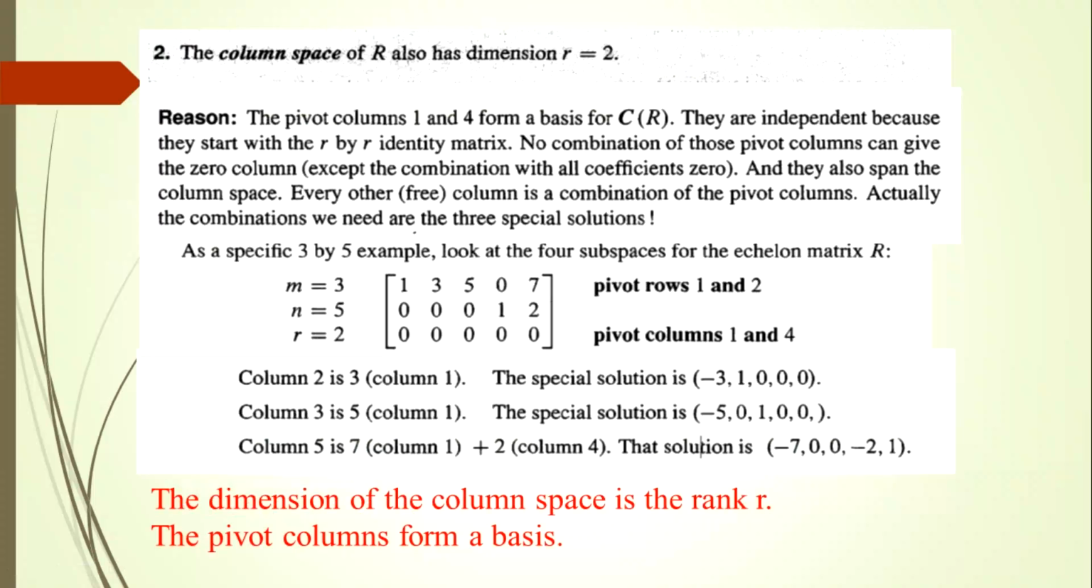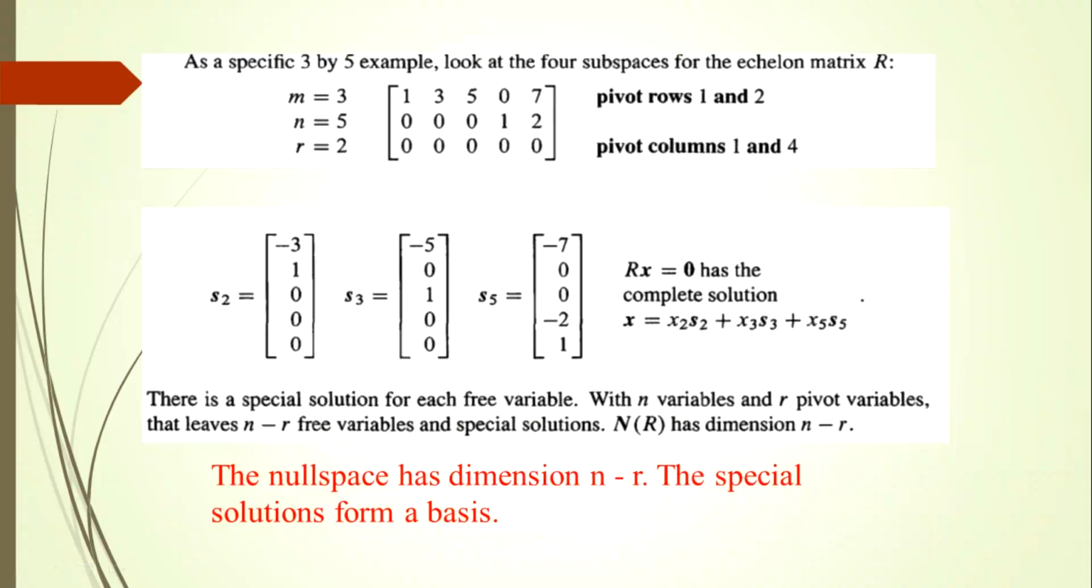So number 2 is the column space. The dimension of the column space is the rank r, which is 2. The pivot columns, the first and fourth columns, are bases. Now, the null space.